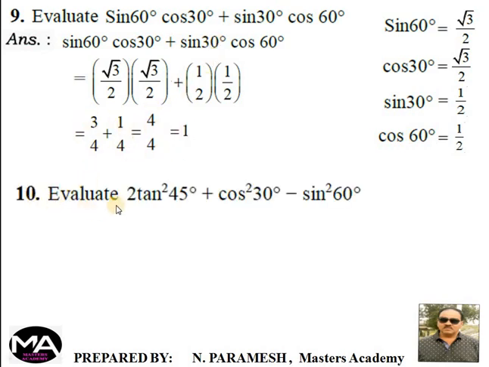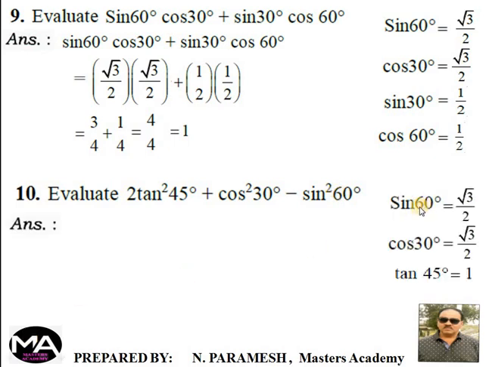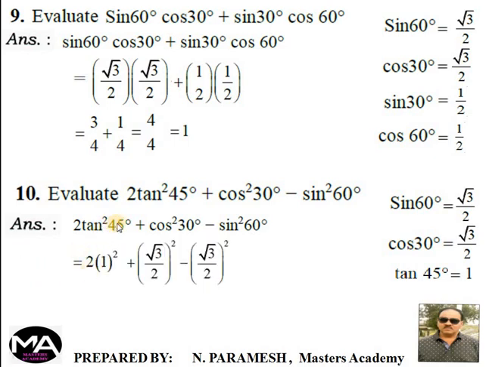10th question. Evaluate 2 tan square 45 degree plus cos square 30 degree minus sin square 60 degree. Answer: sin 60 degree is nothing but root 3 by 2, cos 30 degree is equal to root 3 by 2, tan 45 degree is equal to 1. Substitute in the given problem: 2 as it is, tan 45 degree is 1 square, plus cos 30 degree is root 3 by 2 the whole square, minus sin 60 degree is root 3 by 2 the whole square.